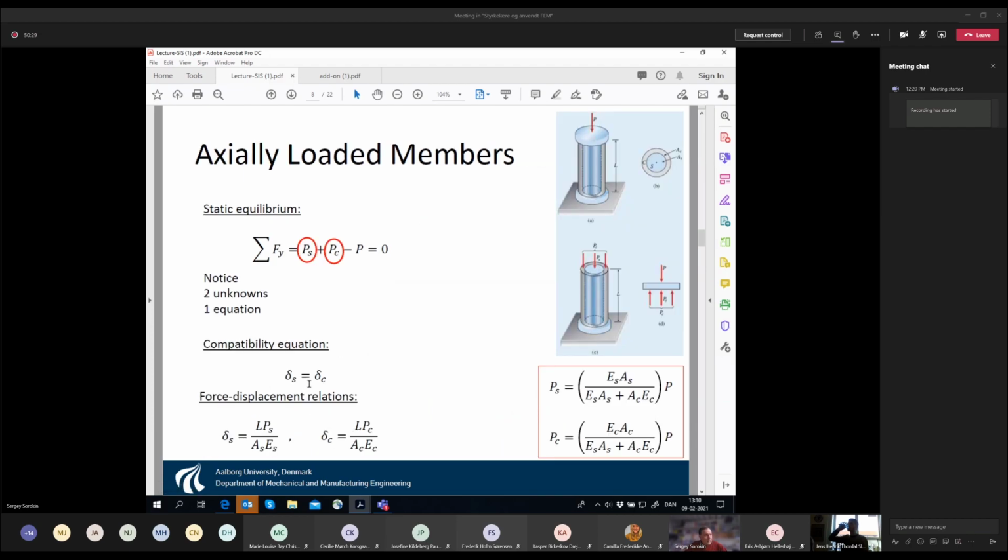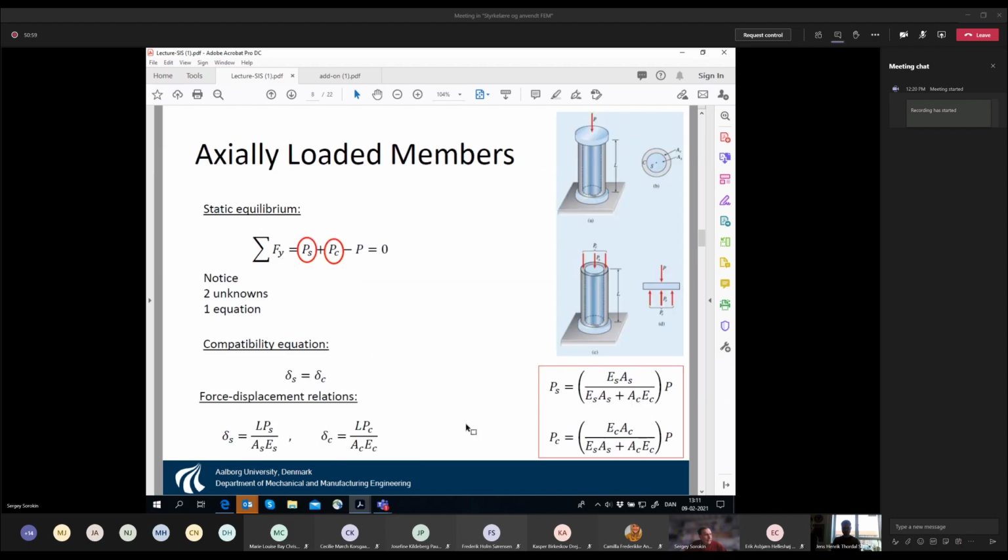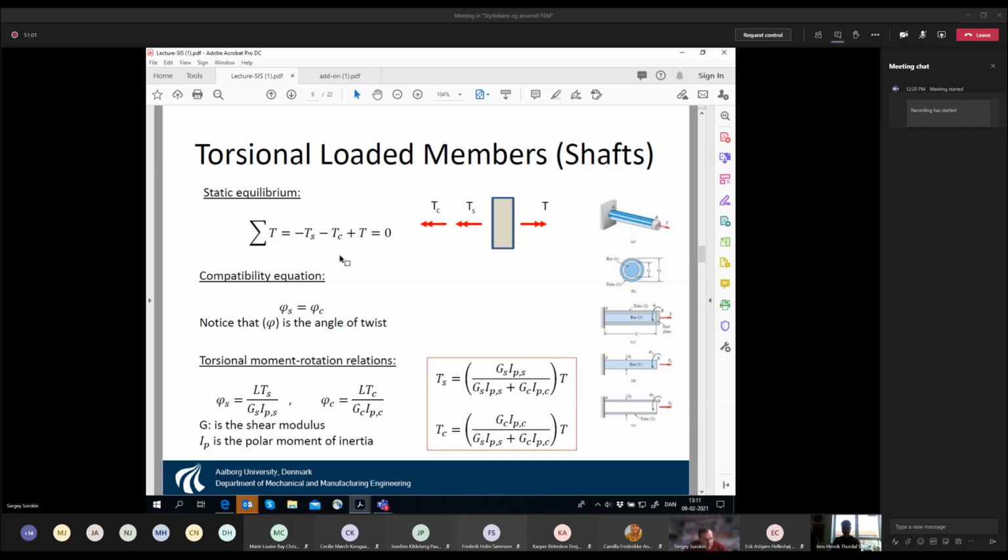But the interesting thing is that, as you can see, the distribution of the forces is proportional to the stiffness in extension compression. L is gone. And then here it's actually the same formula, because the distribution of the torque is proportional also to the relation between the torsional stiffnesses of these two components. So they resemble each other very much.